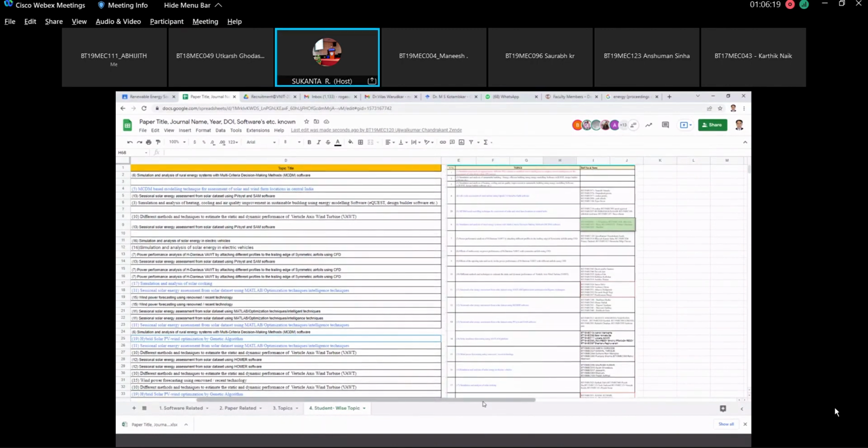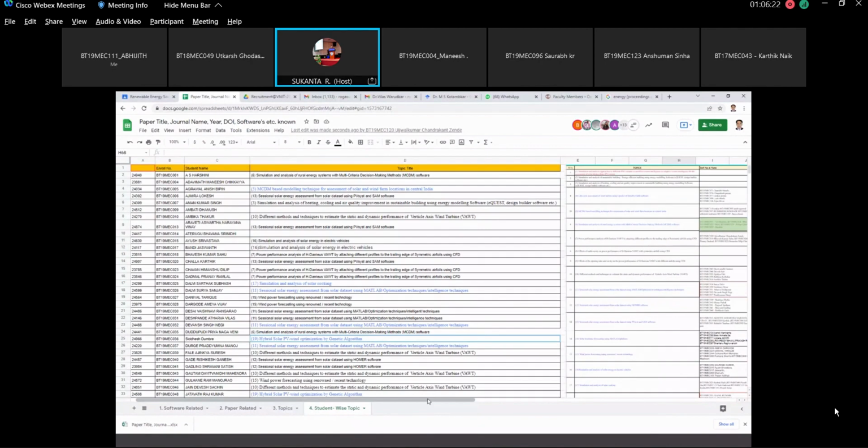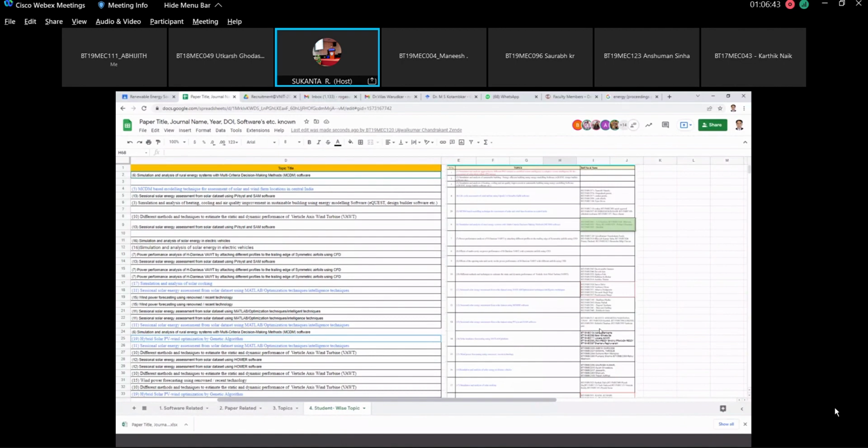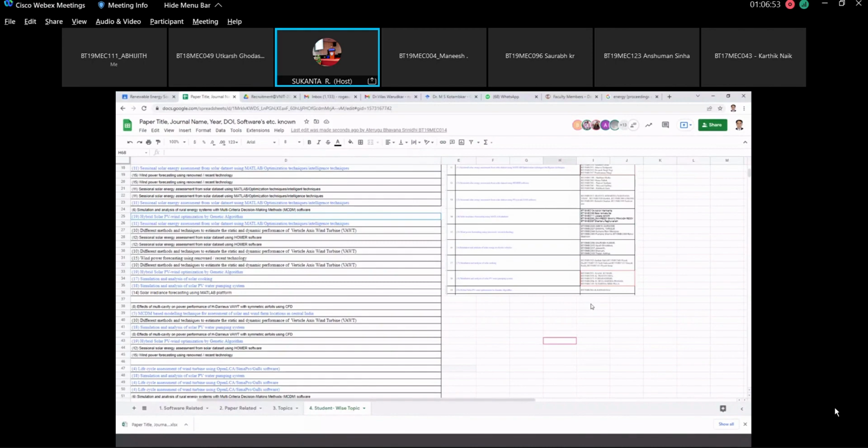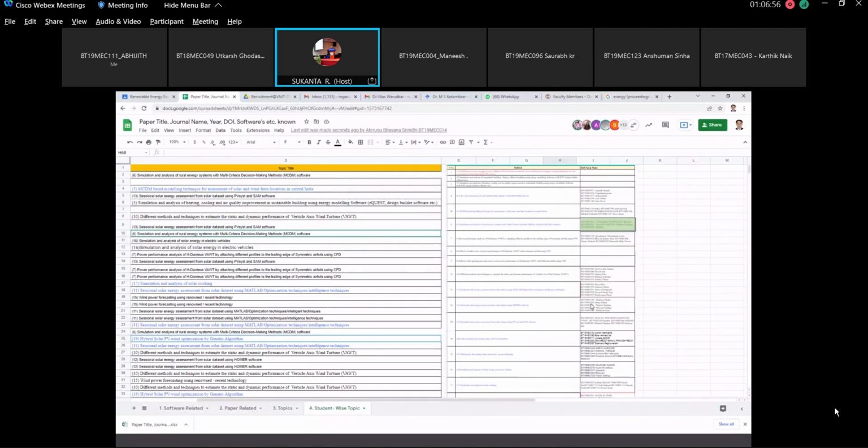So do it, and the students who have not filled this one, fill it up. And regarding your objectives and work plan, decide it and confirm it by tonight. Now the topic is decided, and from now onwards you can download the relevant papers according to your topic itself, and go through those relevant papers thoroughly.